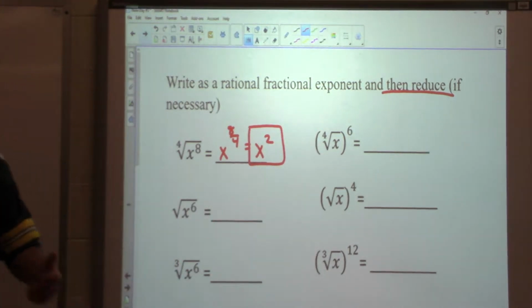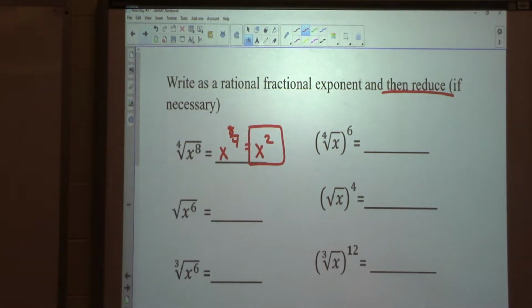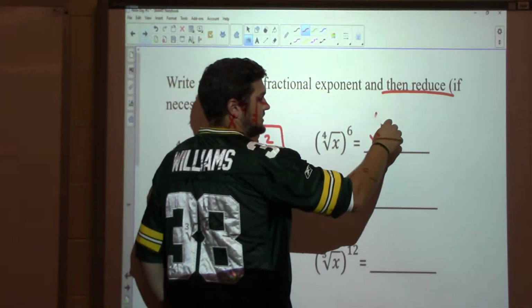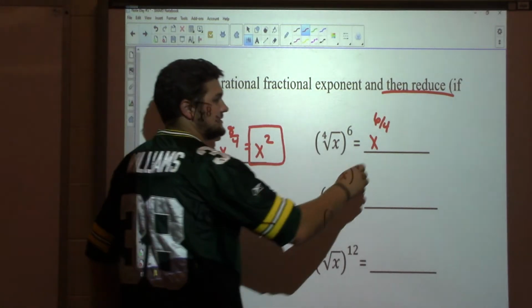If you don't reduce it, and it's on a test, what do you think is going to happen? Fail. Get me wrong. Okay? If you put 2/1, is that okay? No. That's fine with me. If you want to put 2/1, I'm perfectly okay with that. If you're gonna put x squared, I'm okay with that as well. All right? You sure? 4th root of x to the 6th. X to the 6/4, right? I can reduce that to x to the 3/2.